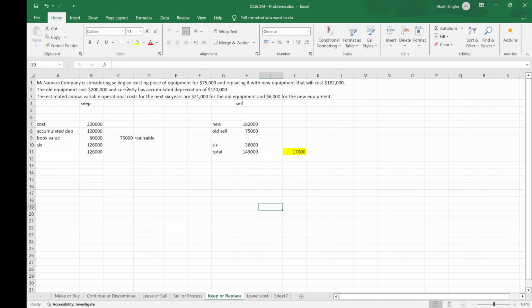This company is considering selling an existing piece of equipment for 75,000 and replacing it with new equipment that will cost 1822. The old equipment cost 2 lakh and currently has accumulated depreciation of 1,20,000. The estimated annual variable operation costs for the next 6 years are 21,000 for the old equipment and 6,000 for the new equipment.